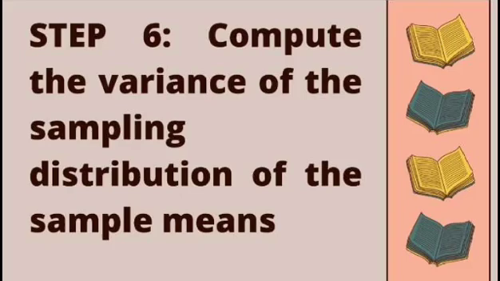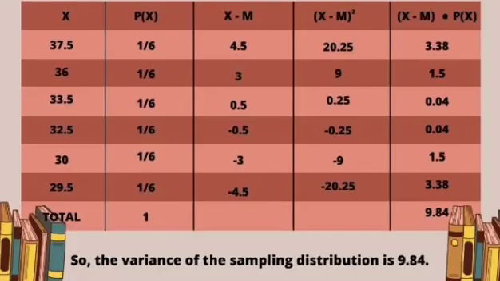For the last step, or step 6, compute the variance of the sampling distribution of the sample means. In doing so, subtract the population mean from each sample mean. That will be the content of the third column. We all know our population mean is 33. So, 37.5 minus 33 is equal to 4.5.